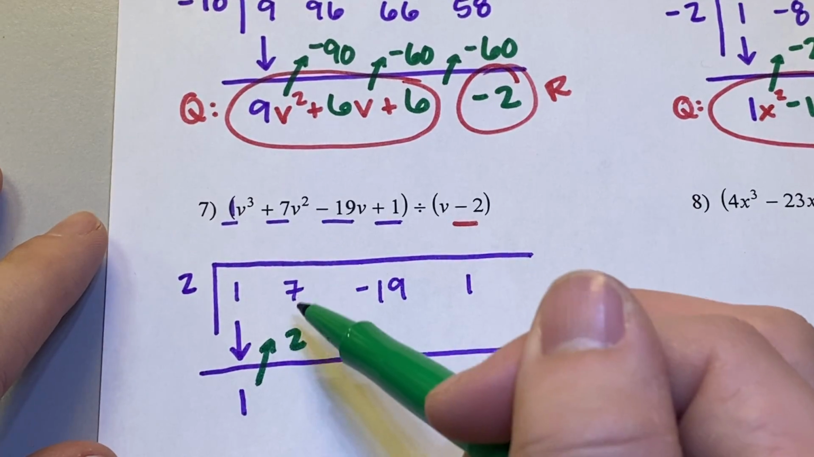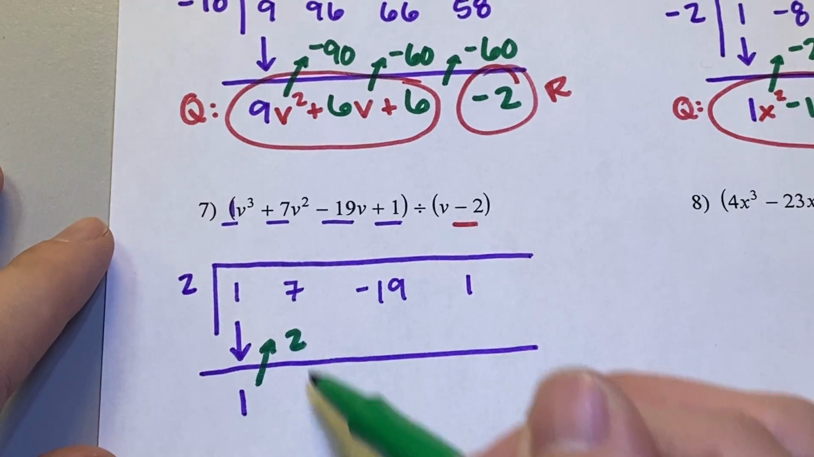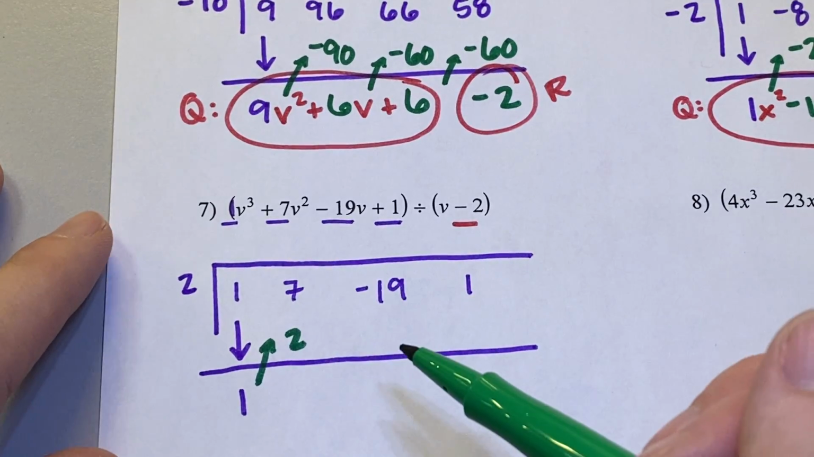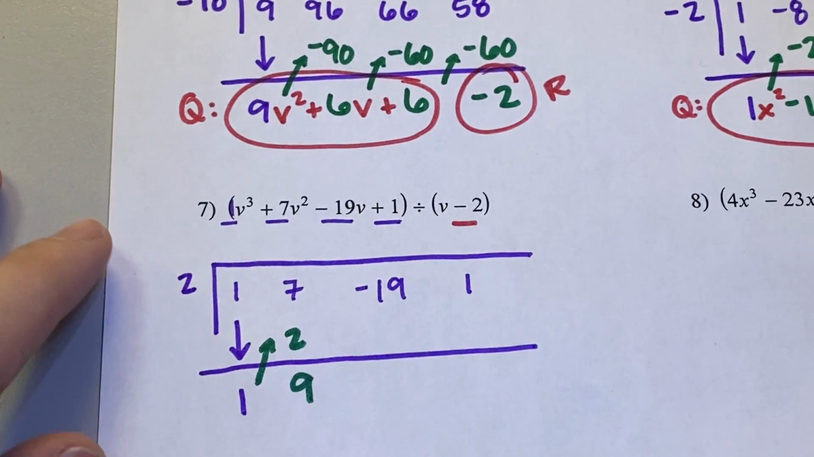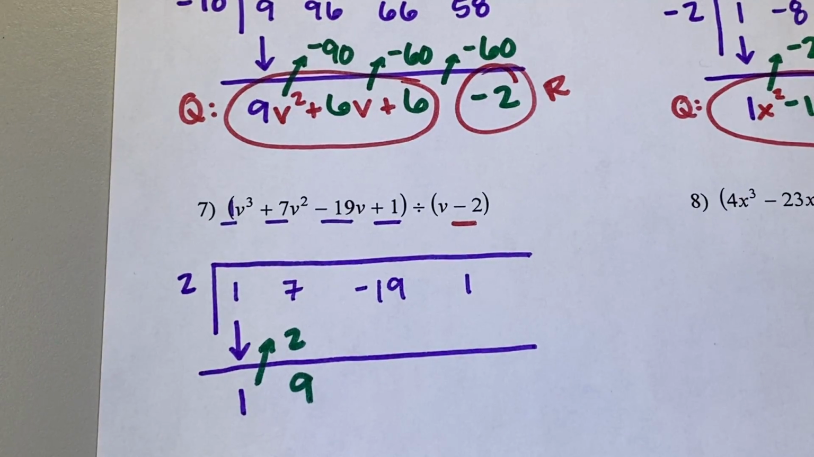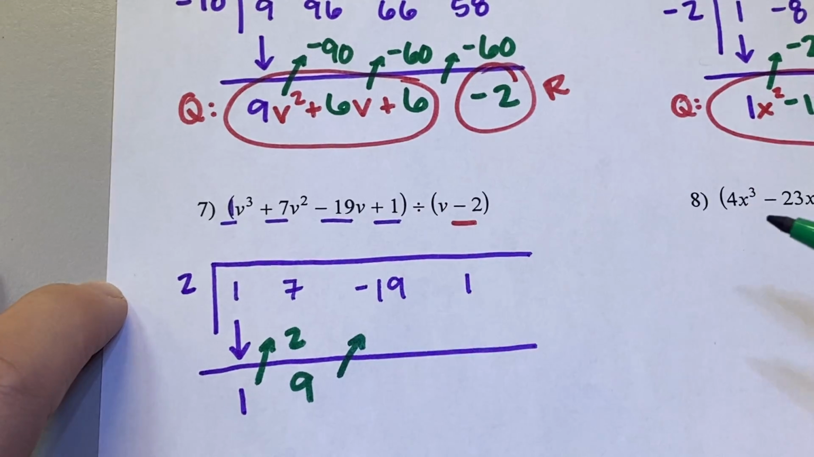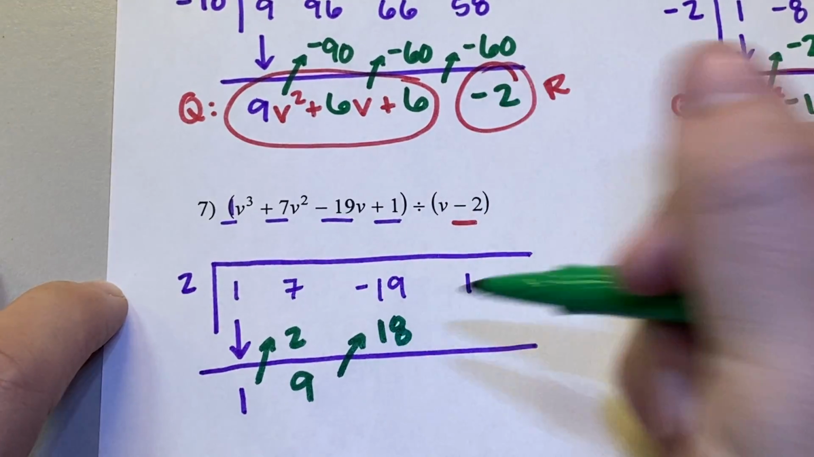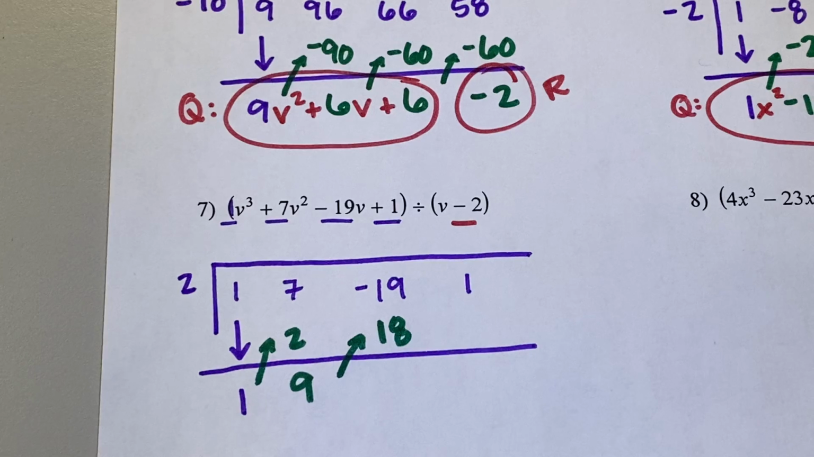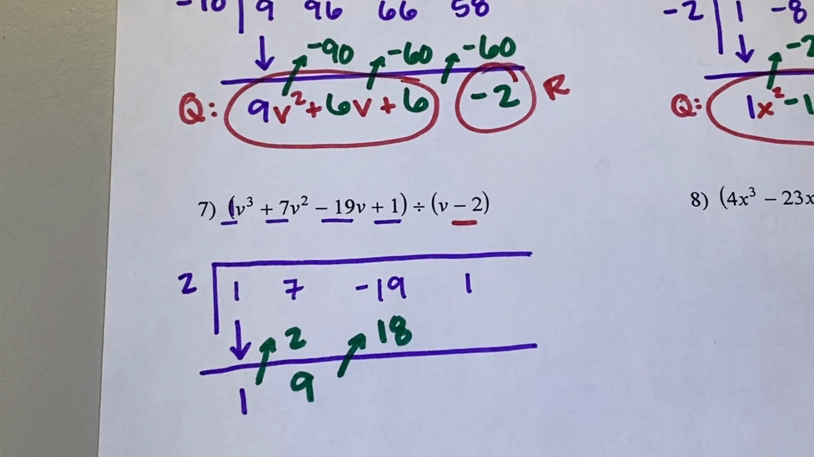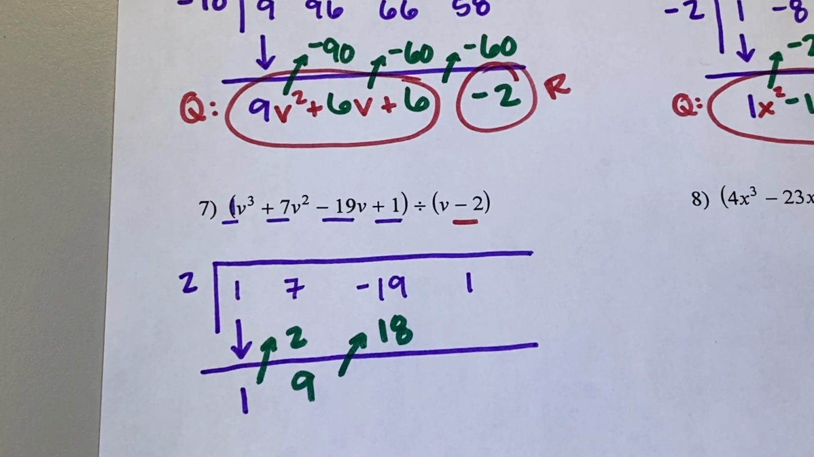Then combine, right? When you're going down, you're adding or subtracting. When you're going this way, you're multiplying. So what's 7 plus 2? 9. Okay, now we're back to multiplying. What's 2 times 9? 18. -19 plus 18, since it's positive. -1.